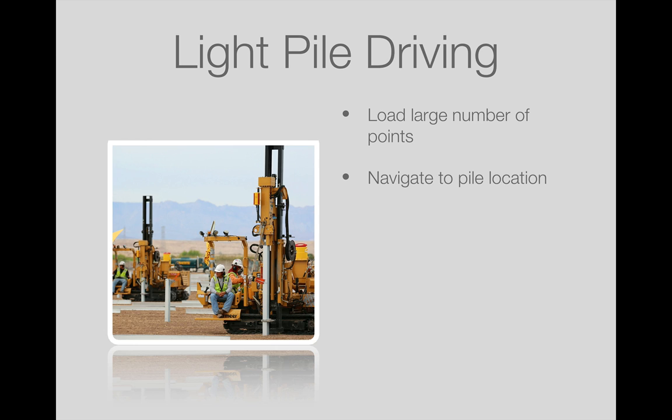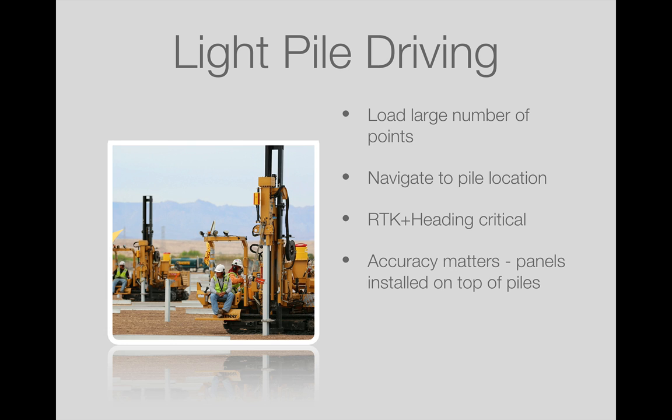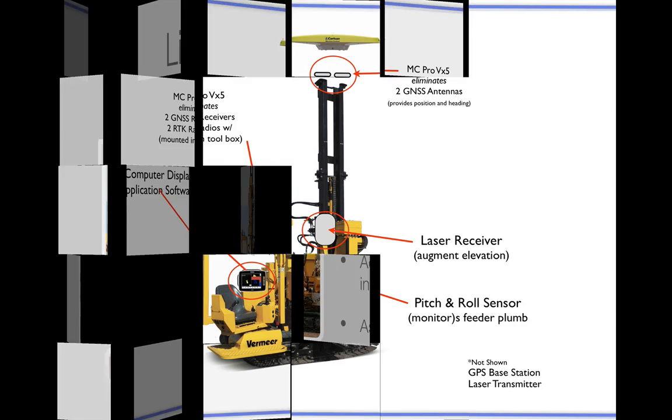So they need to be able to load the design, high numbers of points, navigate to the point, which means they really need heading, and they need pitch and roll on the feeder or the mast, and they need to know when they've reached their elevation. So we can add our VX5 all-in-one sensor to the top of the feeder and achieve heading, RTK position, the RTK correction, and pitch and roll as a verification of the pitch and roll that's already built on the machine. So it gives you a check, redundant systems to verify that the machine is plumb when driving the piles. And then the application-centric software can record the as-built points, and it gives a simple user interface for the operator to work from.